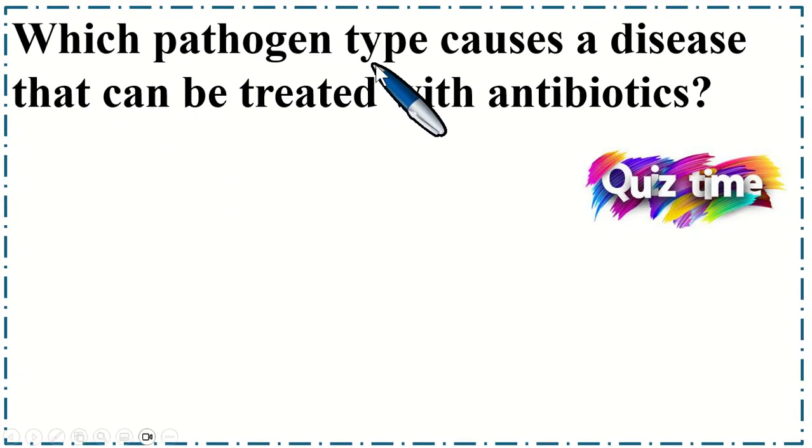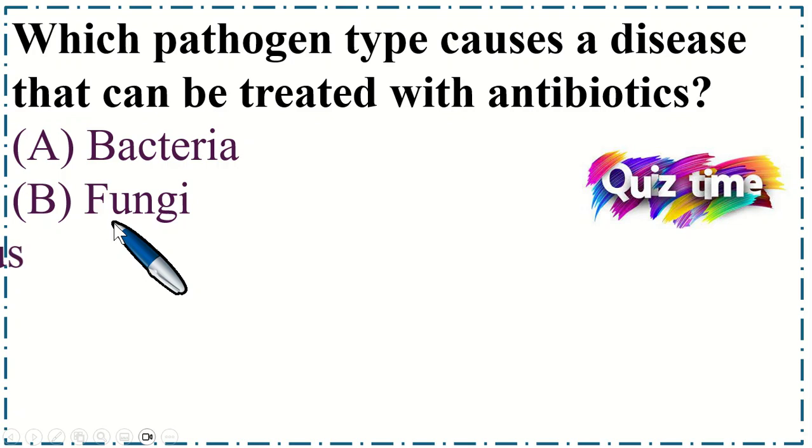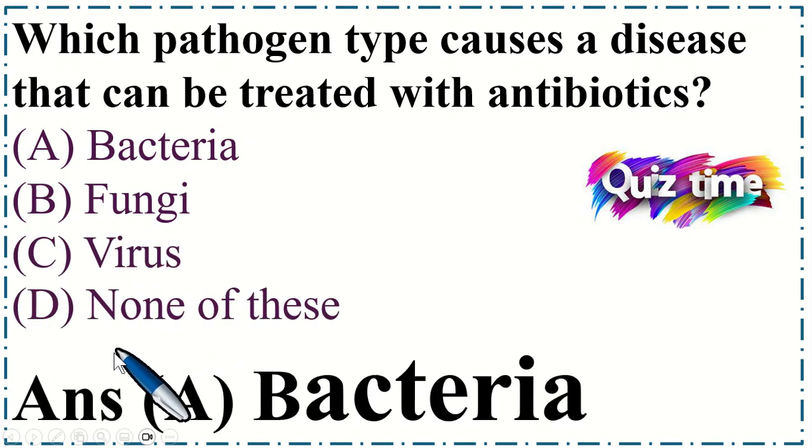Which pathogen type causes a disease that can be treated with antibiotics? Option A bacteria, B fungi, C virus, D none of these. Correct option is A bacteria.